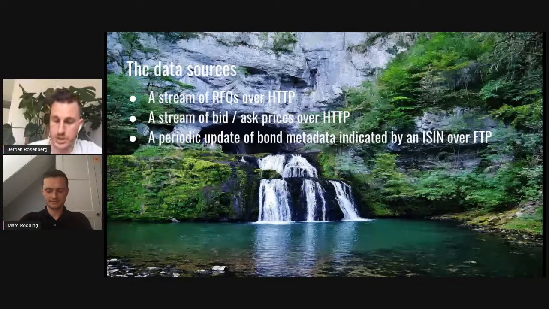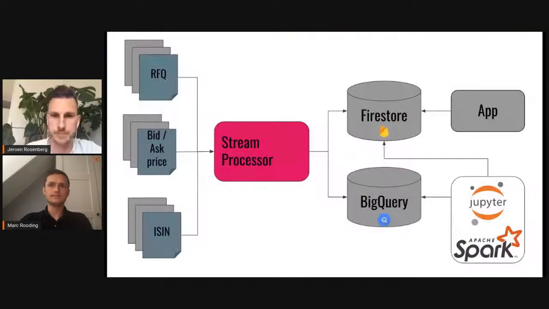So these are the data sources that we imagine for this app. And then how would our application look if we would draw it out in a component diagram? It would probably look something like this. On the left-hand side, we have the data sources: the RFQs, the bid ask prices, and the metadata.